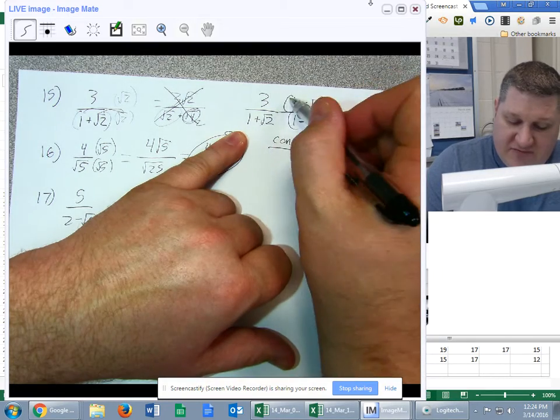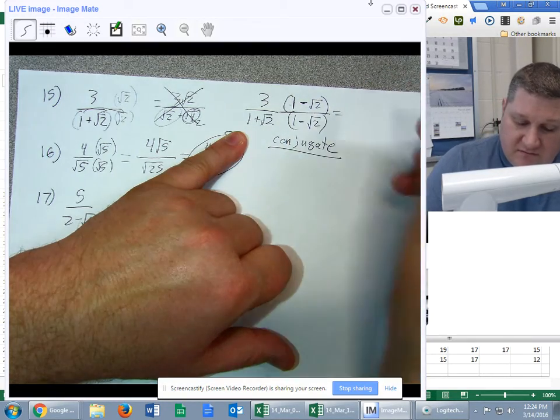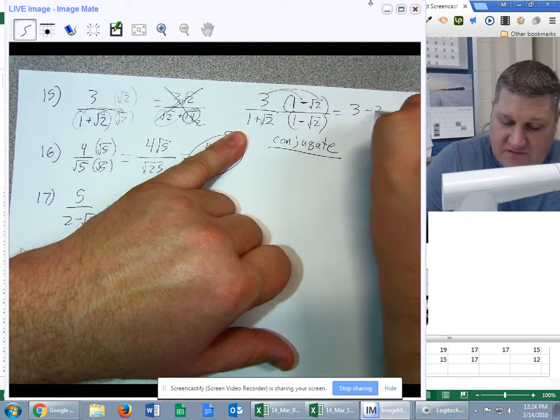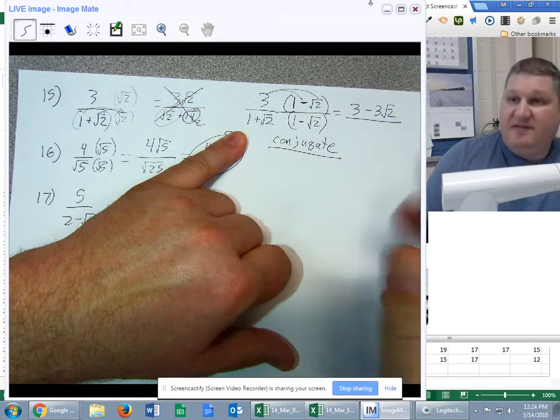Now, what do I have to do with a 3 outside parentheses? Apply it, or multiply it. Yeah, apply it, multiply it. 3 minus 3 root 2. Did I give it away to each piece?